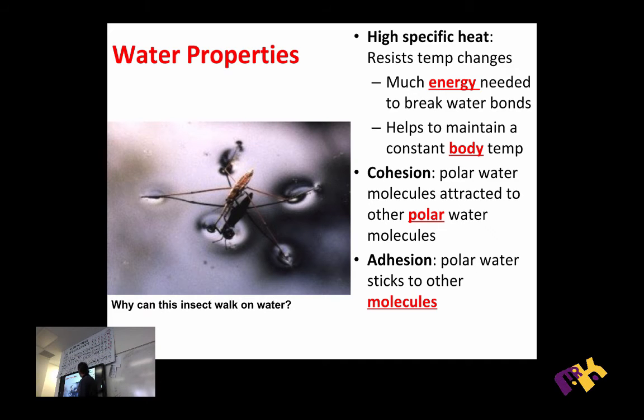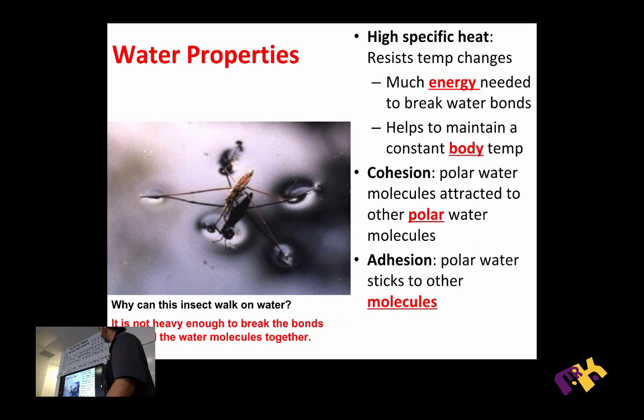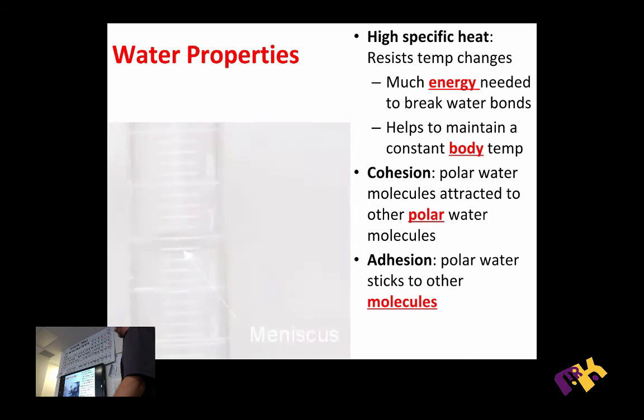Like the water striders or water insects can hang out on the surface of the water because of the cohesive properties of water. The water molecules want to stick together and stay near one another. So provided it's not too heavy, those hydrogen bonds can hold the water together and not let the insect fall through the water, right?